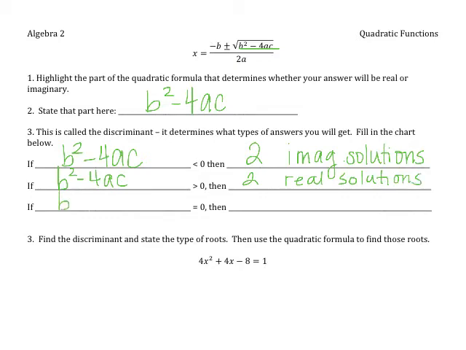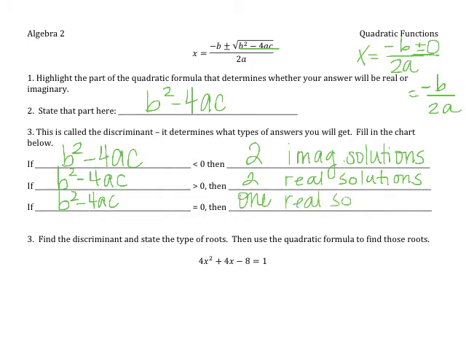If b squared minus 4ac is equal to 0, that basically means that we're getting something like this, x equals negative b divided by 2a, because if I think about adding and subtracting 0, that's not going to change anything, so that just simplifies to negative b over 2a. Then that would be 1 real solution because it does not have an imaginary component to it.